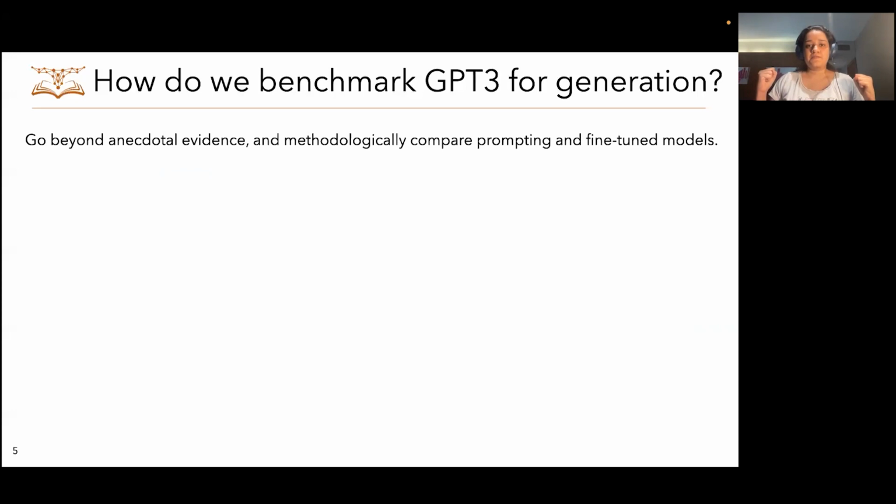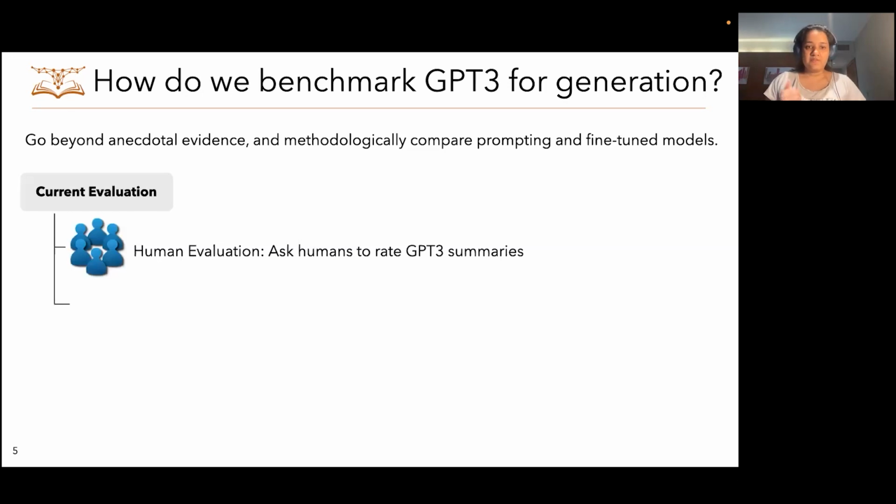Okay. So again, with this paper, even though we were seeing all these good results when we were playing around with the GPT-3 playground, we wanted to go beyond this anecdotal evidence and methodologically compare prompting models, which is GPT-3, and fine-tuned models. If we look at the current evaluation landscape, there are two ways to do this comparison. First is human evaluation, where we ask human annotators to rate GPT-3 summaries, either in isolation or in comparison with these other models. And this is going to be our gold standard.